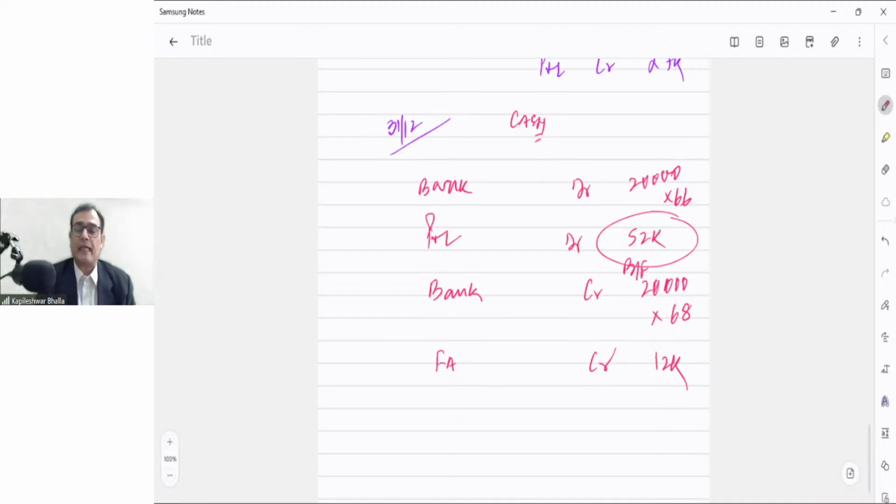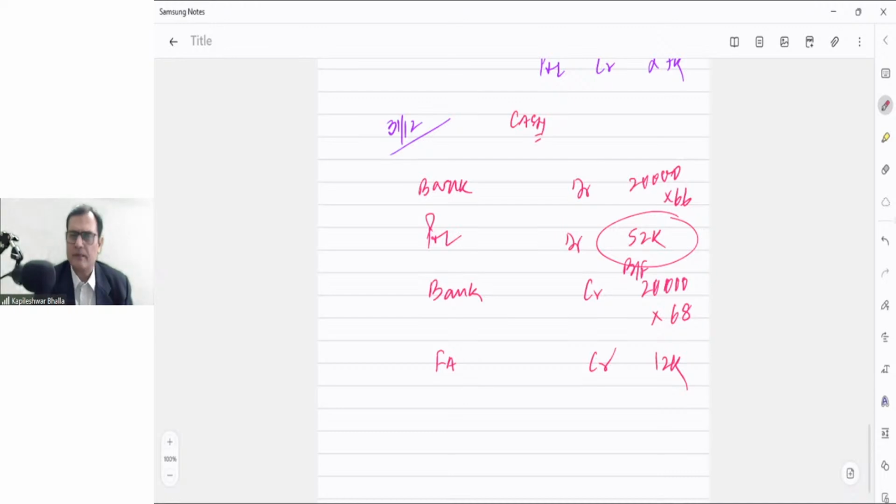So the entry at the time of final settlement of the contract will become: bank debit with the money received on the sale, and P&L gets a debit balancing figure. The bank gets a credit to the extent of what you pay, and the financial asset in the books of accounts is being cash settled, so that would also be derecognized at this stage.